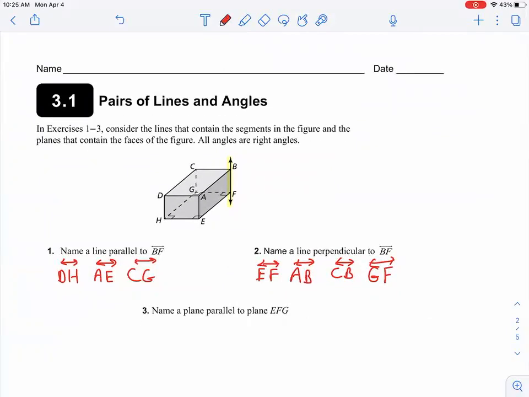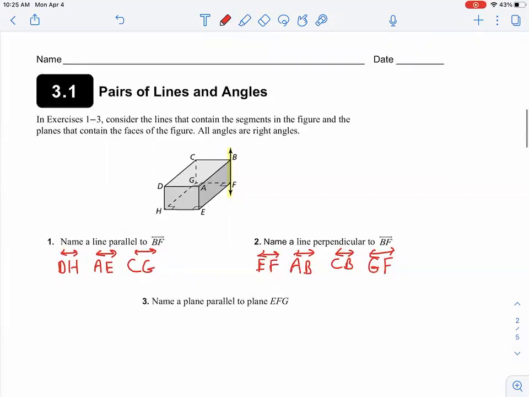Are we okay with those? Any questions? All right, so let's keep rolling then.